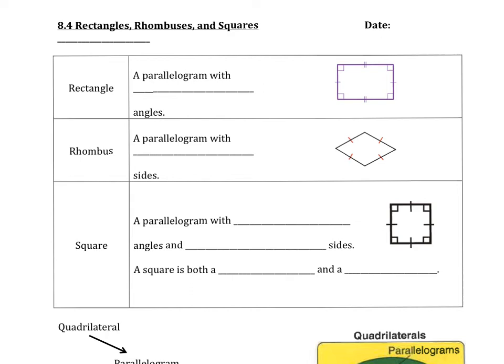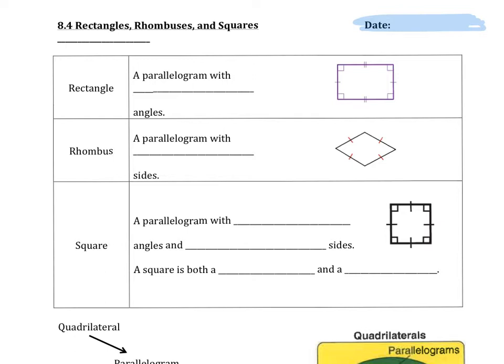Hi, in this video we have the note packet notes for section 8.4, rectangles, rhombuses, and squares. In the upper right hand corner, go ahead and fill out the date that you're filling in these notes so you have that as a reference. And we'll start with a rectangle.